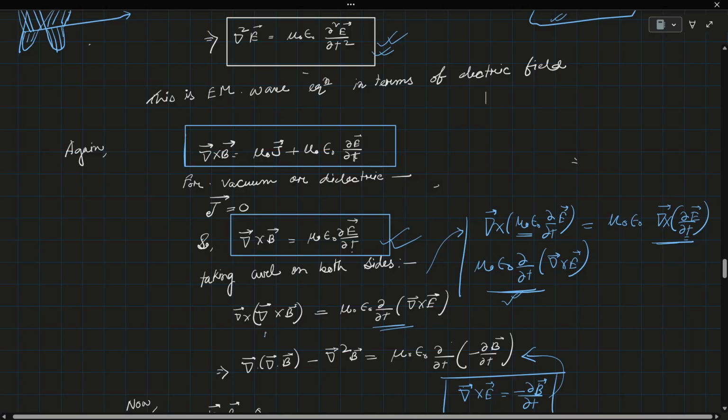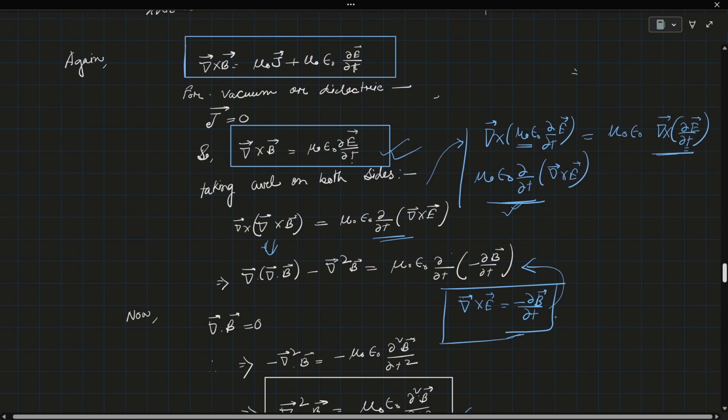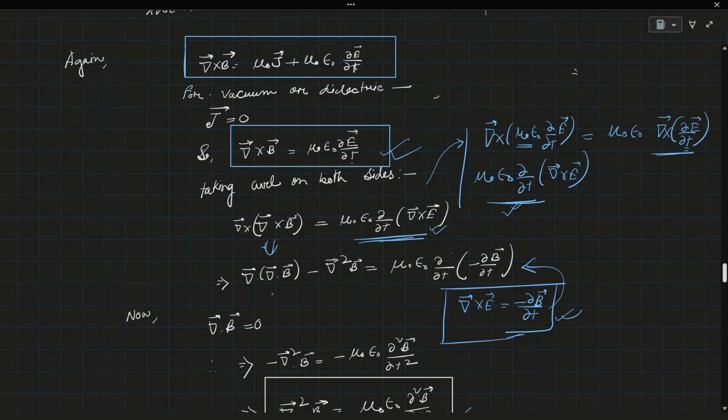Now, del cross del cross B, using the same identity, equals del of del dot B minus del square B. Again, what is del cross E? From the Maxwell equation, del cross E equals minus del B by del t, so I am replacing del cross E by minus del B by del t here. Again, del dot B from the Maxwell equation equals 0, right? So this term will be equal to 0.